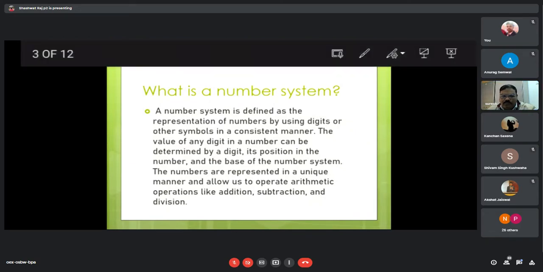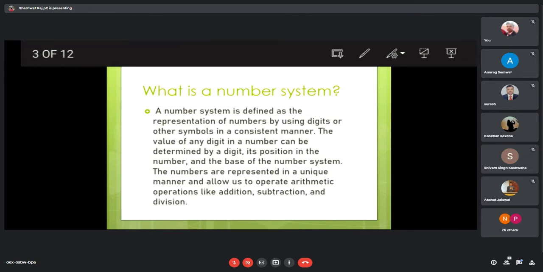Okay. In the real system, we see that there are 2 to 3 types of numbers: natural numbers, whole numbers, real numbers, irrational numbers, which we study in mathematics. But when we go on to further classes, like in computer science, we see that there are more different types of numbers. Or particularly, we should say number systems as decimal number system, binary number system, octal number system, hexadecimal number system. The question arises, what is a number system?